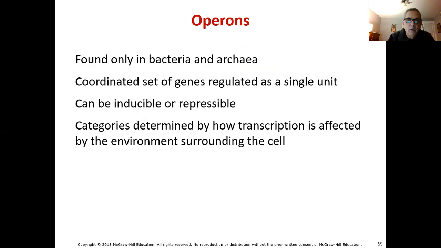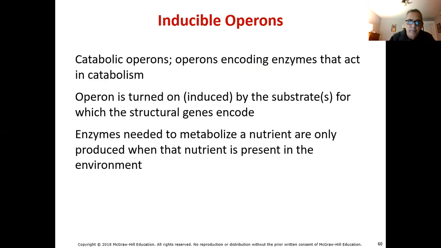Operons are found only in bacteria and the archaea. They are a coordinated set of genes. They're regulated as a single unit. We already mentioned they can either be turned on or turned off. Categories determine how transcription is affected by the environment surrounding the cell.